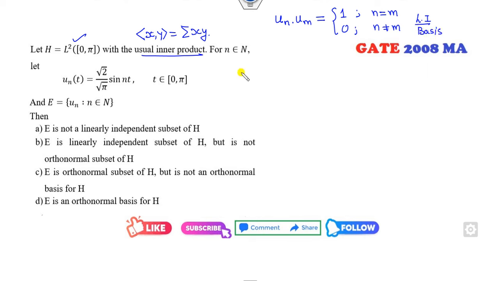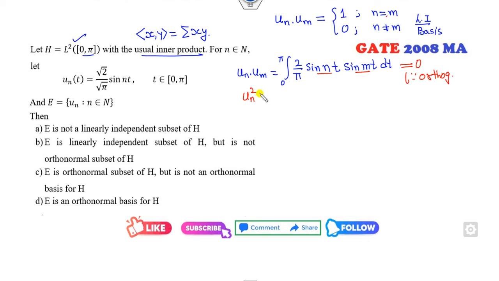Fine. Now I can check it. So un into um, the domain is 0 to pi. So it is 2 over pi sine nt sine mt. Now clearly this value will be 0. Why? We all know by using the orthogonal properties of sine. What is un into um when m is equal to n? So it's a square. When you square, 2 over pi is outside, so this is sine square nt. Again, by using the orthogonal property, this value will be pi over 2. So the answer is 1.